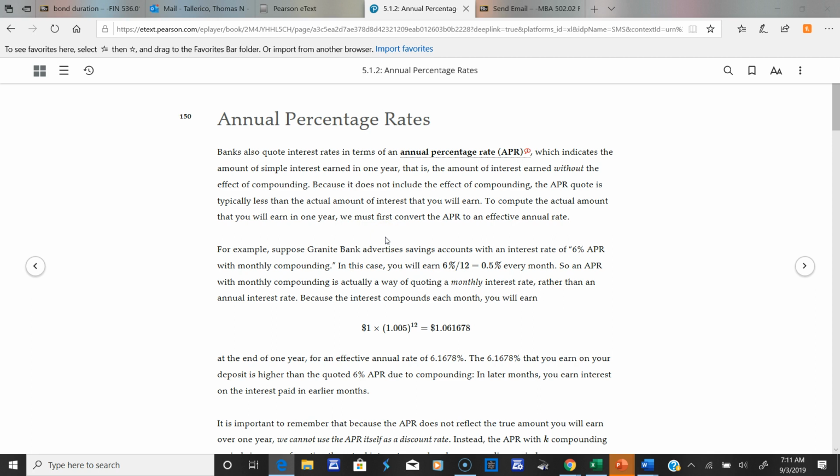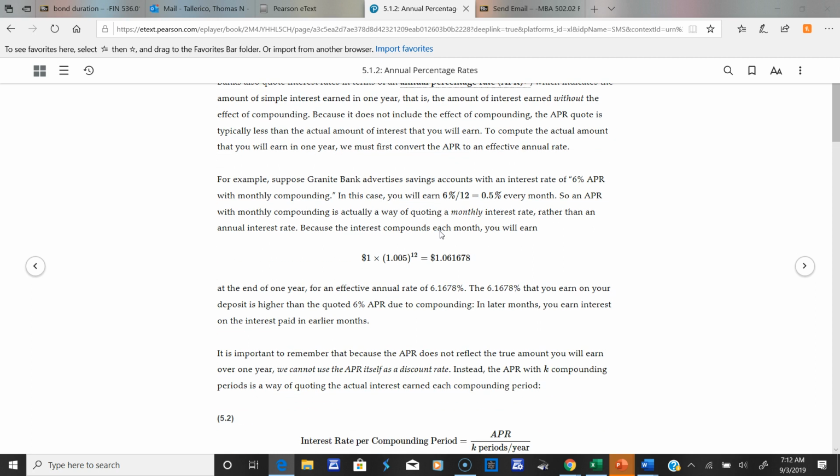Banks also quote interest rates in terms of an annual percentage rate, which indicates the amount of simple interest, and notice the word simple interest, earned in 1 year. That is the amount of interest earned without the effect of compounding. So that's an important thing. So this is not effective because it does not include the effect of compounding. The APR quote is typically less than the actual amount of interest you will earn. To compute the actual amount that you will earn in 1 year, we must first convert the APR to an effective annual rate. So here now they start to distinguish between the two.